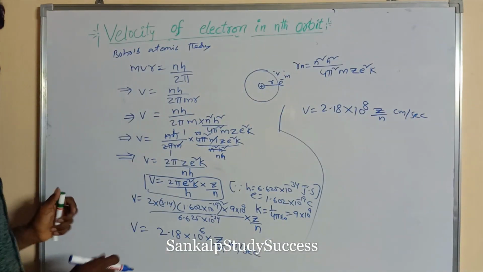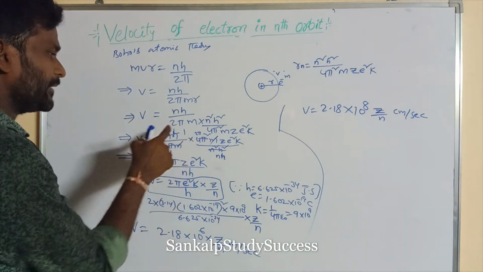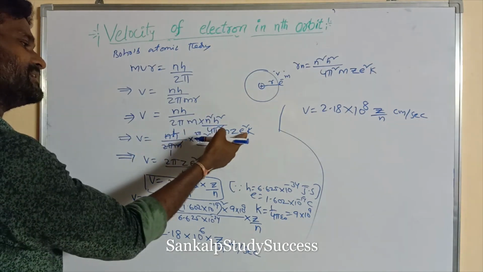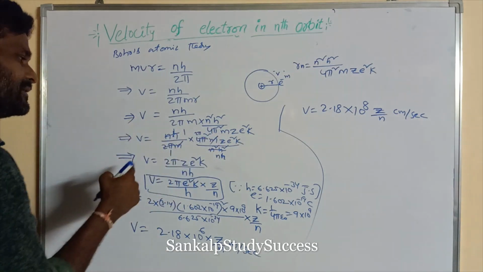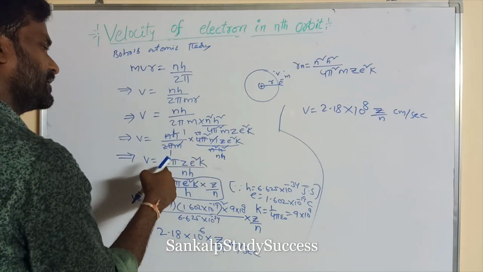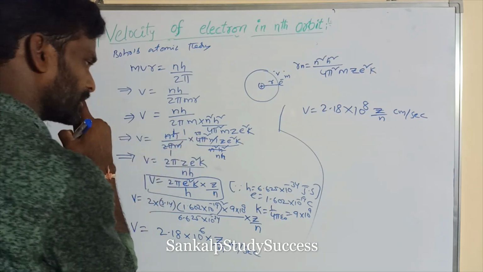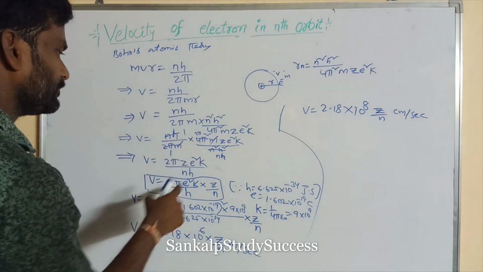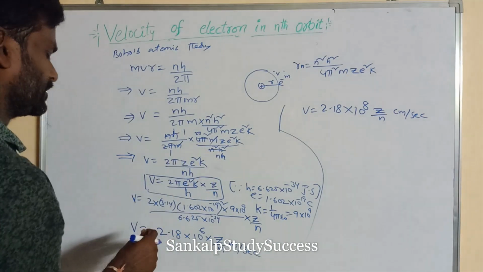We got v = nh/2πm, into 4π²mZe²k/n²h². Here m cancels, nh and nh cancel leaving one nh, and 2 and 2 cancel, with π cancelling. What are the remaining values? v = 2πZe²k/nh.